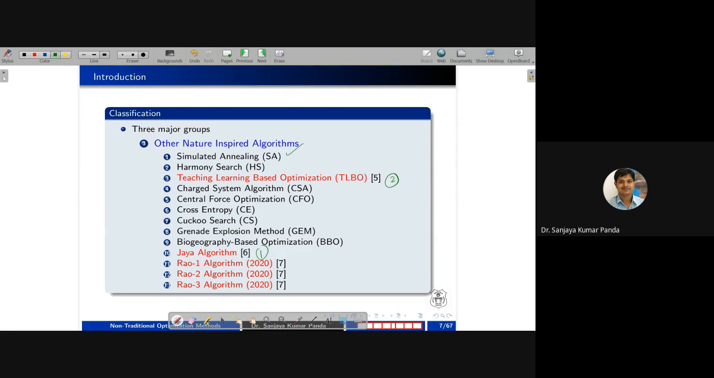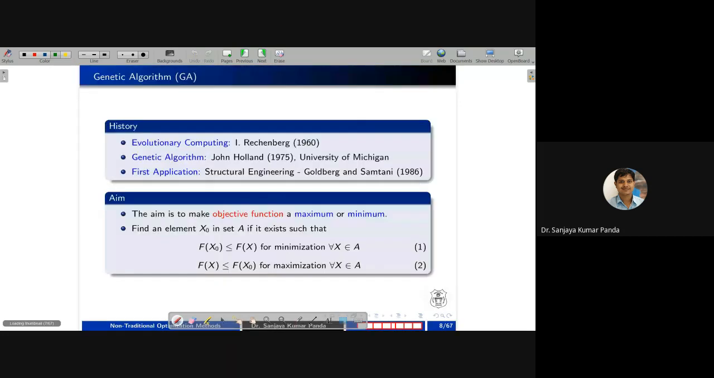So in this lecture, we want to focus on the first group only, that is, the genetic algorithm that you can apply to solve various problems. The concept of evolutionary computing is not new. It is quite old. It was developed by I. Rechenberg in the year 1960. So you can see it is around 60 to 65 years back.